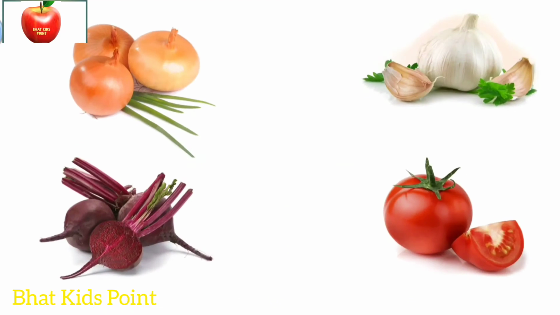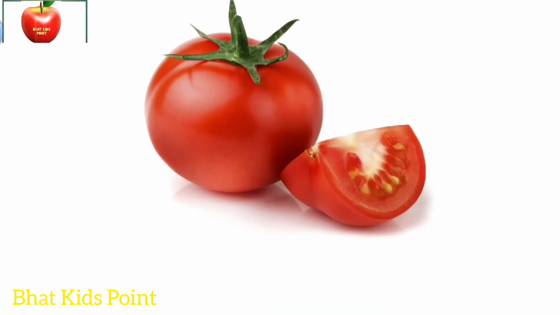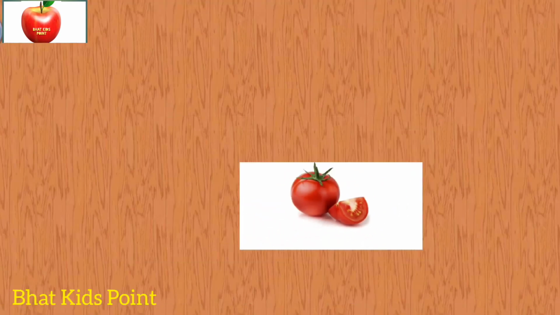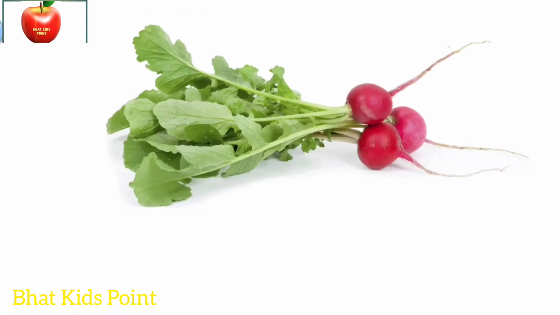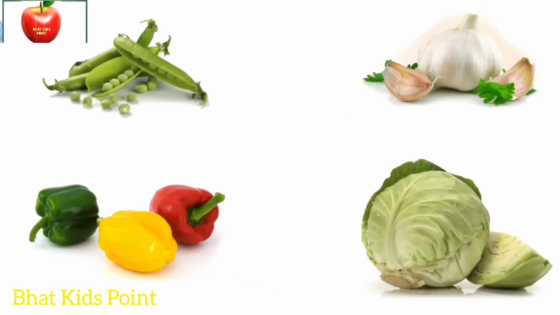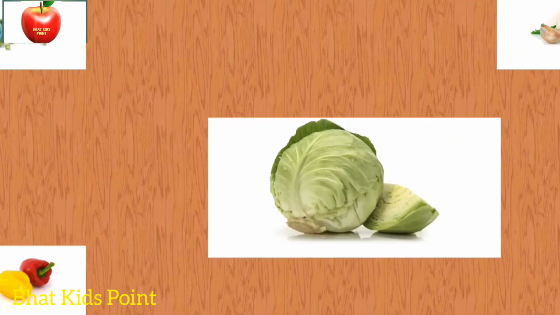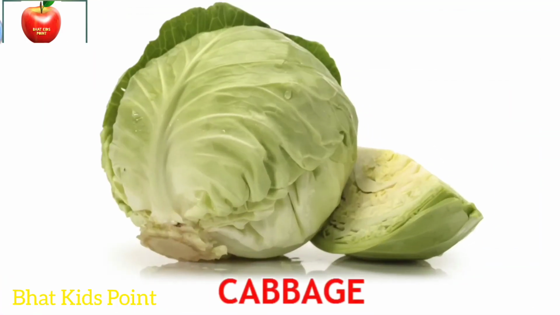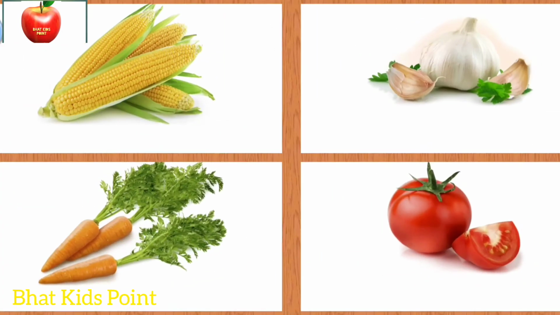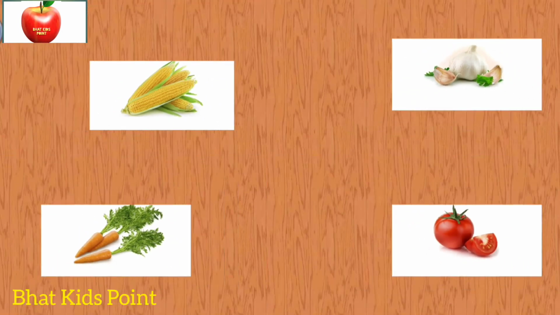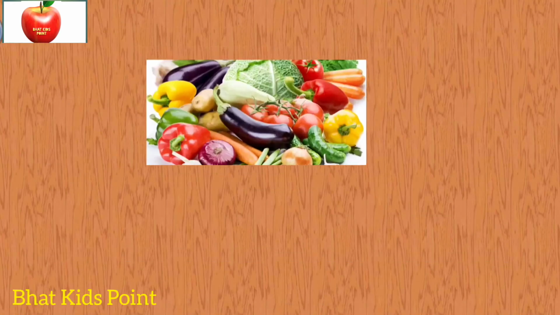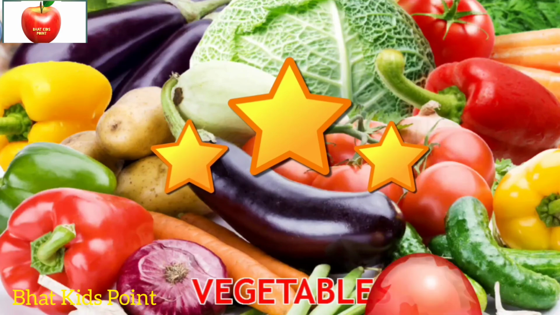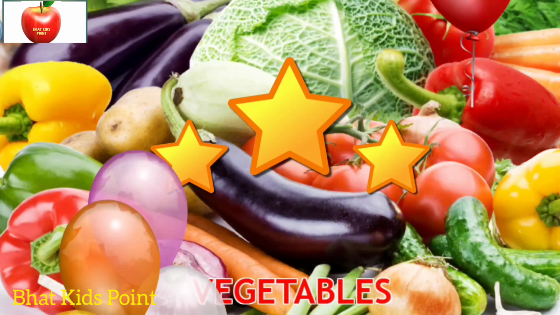Where is the tomato? Very good. Wonderful tomato. Where is the radish? Exactly. Radish. Nice. Where is the cabbage? Well done. Excellent cabbage. Where is the corn? Corn. Very good. Corn. Amazing. Well done.